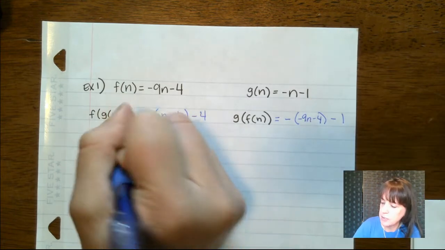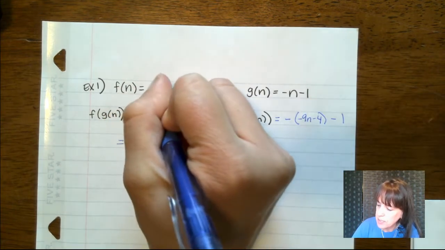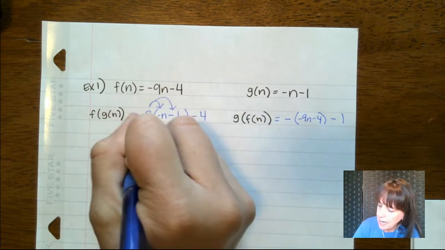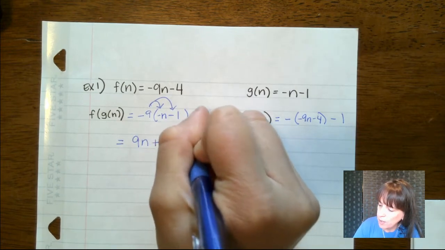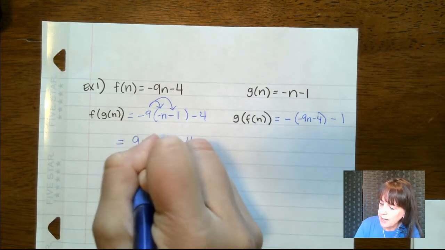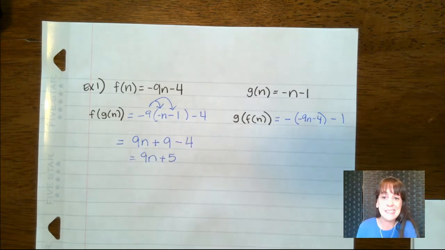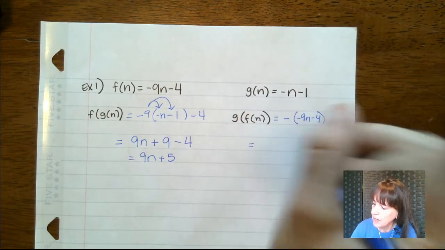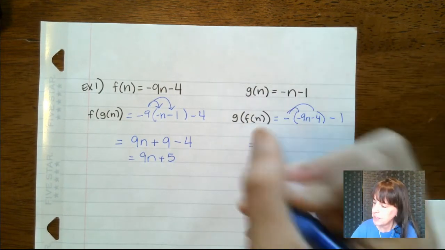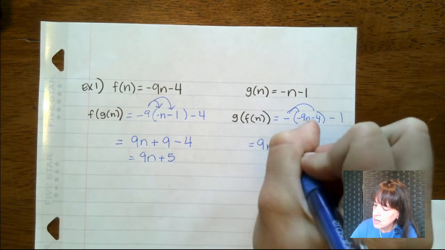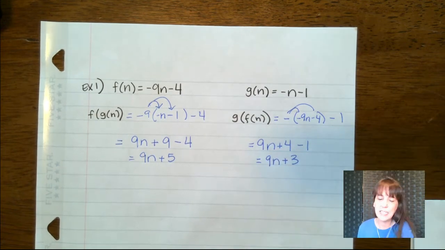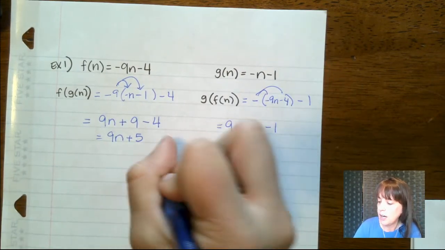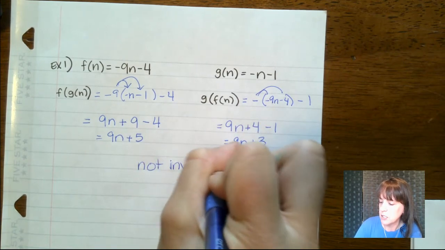Okay, now we're ready to simplify. Over here, I'm going to distribute this to here and to here. So I get 9n plus 9 minus 4. That gives me 9n plus 5. That is not n, so this is not the inverse. But let's go ahead and finish this so you can see. I'm going to distribute my negative to here and to here. So I get 9n plus 4 minus 1. So for this one, I get 9n plus 3. Now that we see this, these are not inverses of each other.